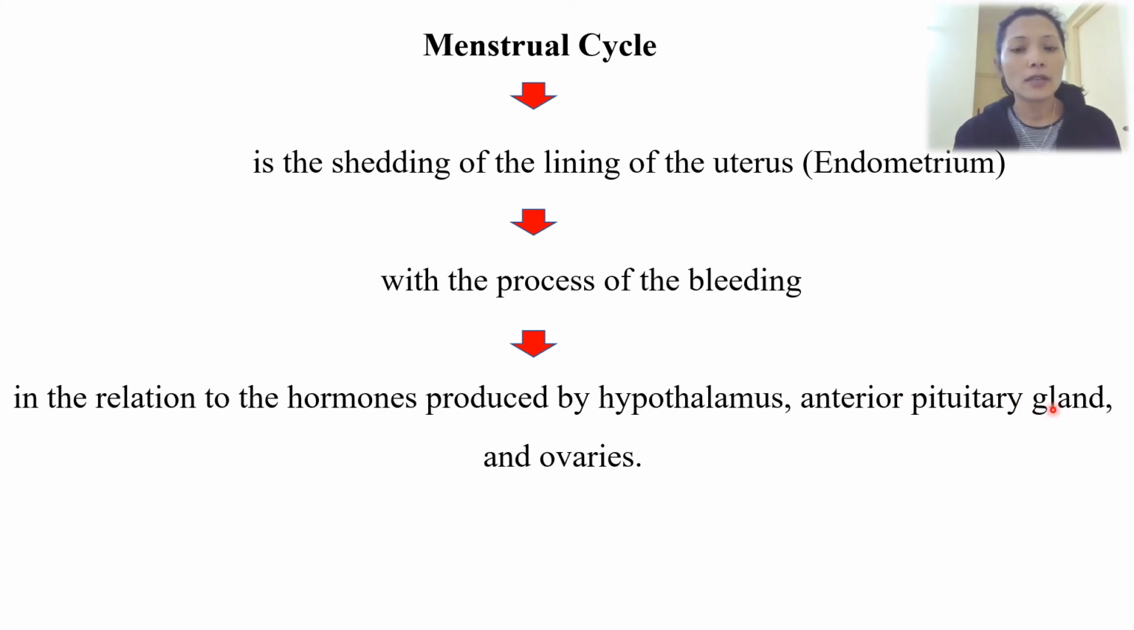The anterior pituitary gland you might get mixed up with the posterior pituitary gland. The anterior pituitary gland always plays a major role in the menstrual cycle, and the posterior always goes to breastfeeding. So these two should not get mixed up. This is a simpler way of the menstrual cycle definition.